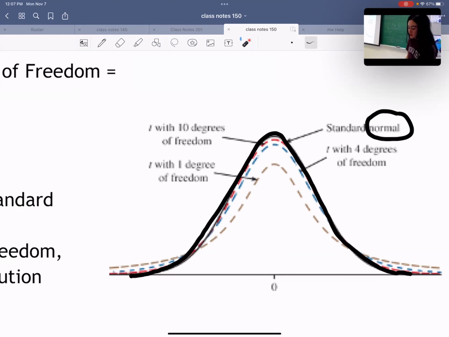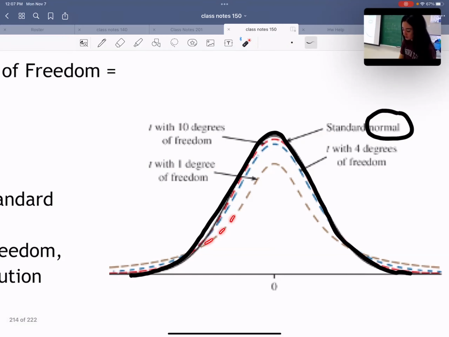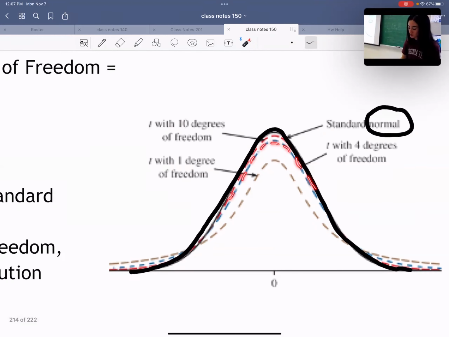I'll show you a couple different graphs. The first one, the more smushed one all the way at the bottom, is a t distribution with 1 degree of freedom. The blue graph has 4 degrees of freedom, and the red graph here has 10 degrees of freedom. So as I'm increasing the degrees of freedom, the graph is getting higher, and it's also looking closer and closer like the normal distribution, right?